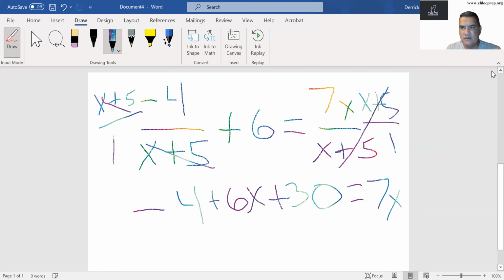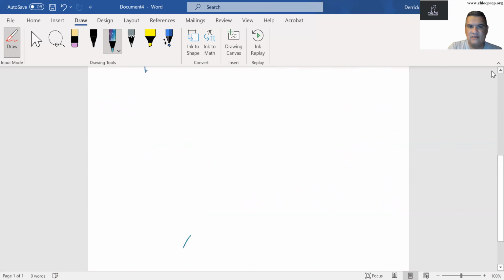So let's go back over to the left-hand side. Let's combine some like terms. All right, we don't have any other x's, we just have the 6x. So we're just going to go ahead and put the 6x there.